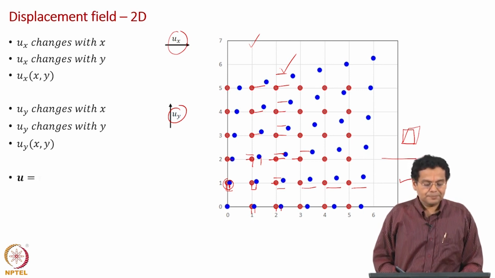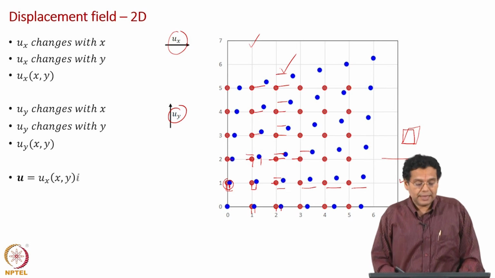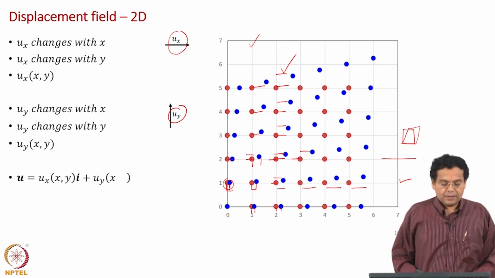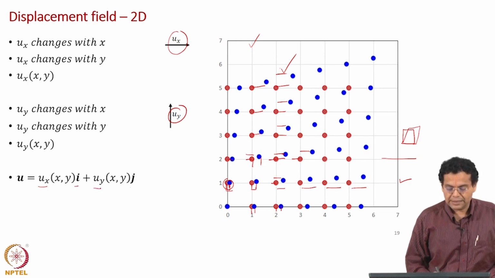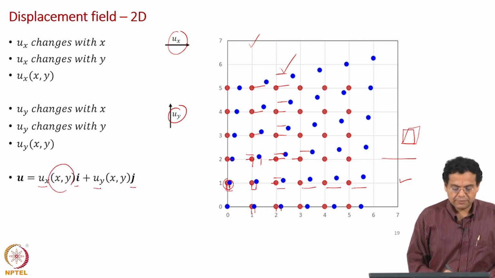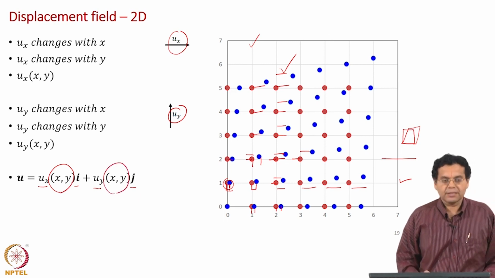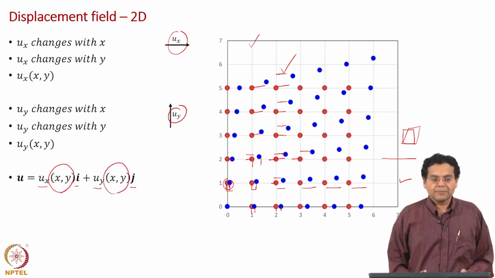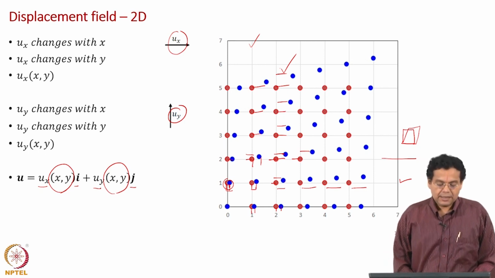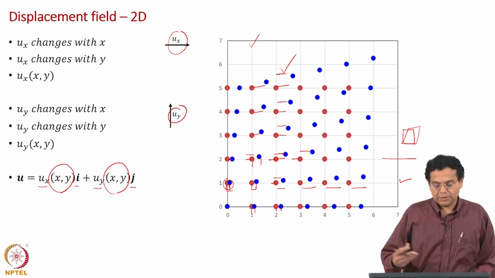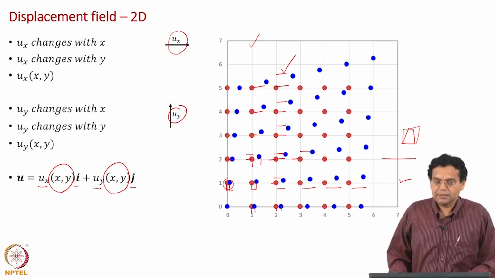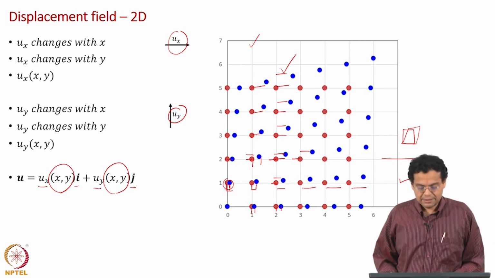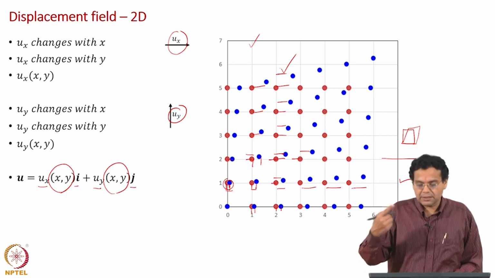Combining these two, the u vector can be expressed as ux i vector plus uy j vector. ux is a function of x comma y, uy is a function of x comma y. This is similar to a velocity field: V vector is equal to Vx(x, y) i plus Vy(x, y) j. Okay. So, what we have seen is an example of a displacement field in the 2-dimensional case, where we have both displacement in the x direction and y direction, and both of them vary in the x and y directions.